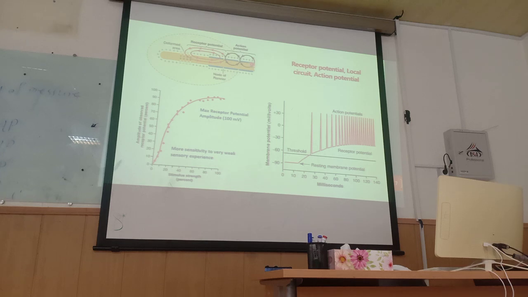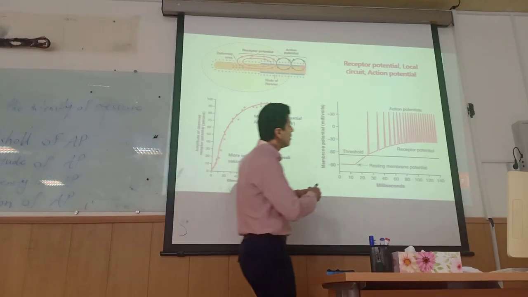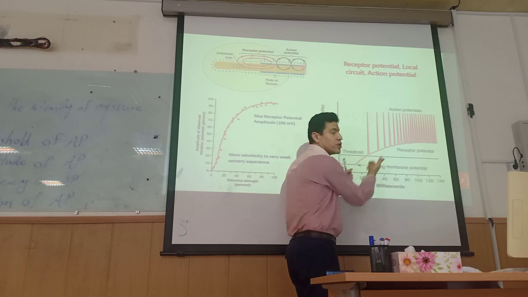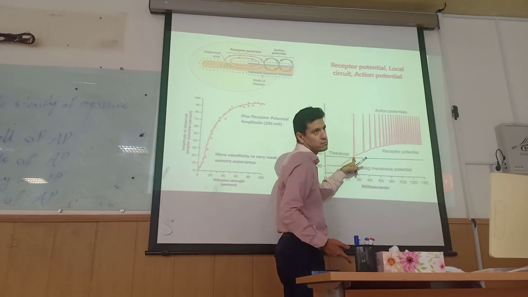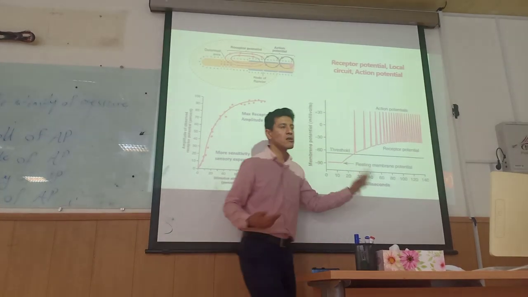Okay? So first there is minus 90, then minus 70, then minus 50. The action potential starts from the threshold. Okay? It starts from the threshold.